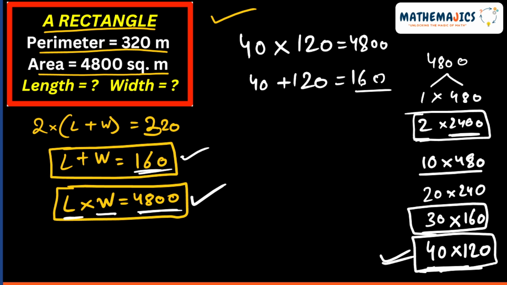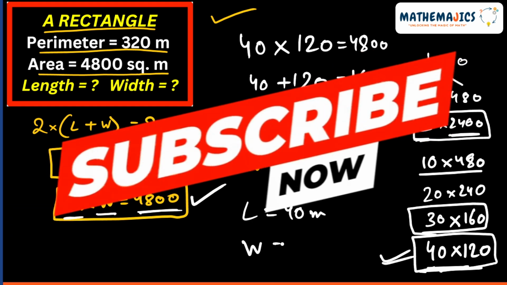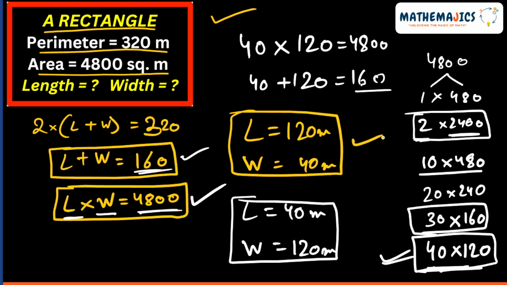So what will be the length and what will be the width? If length is 120 meters, width will be 40 meters. Similarly, if length is 40 meters, width will turn out to be 120 meters. So these are the two possibilities with us. These are the two possible pairs of length and width. These will be our final answers.